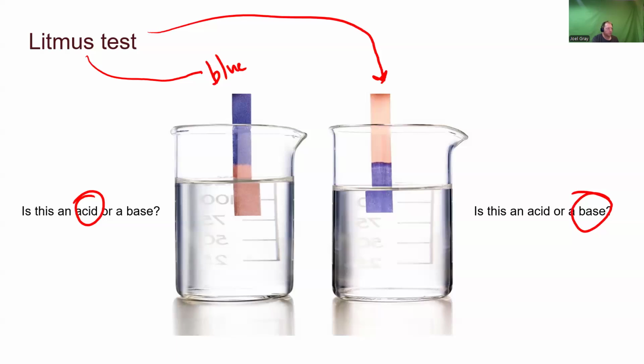Blue litmus paper turns pink whenever you put it in an acid. What do you think happens whenever you take blue litmus paper and put it in a base? Nothing. It stays blue.